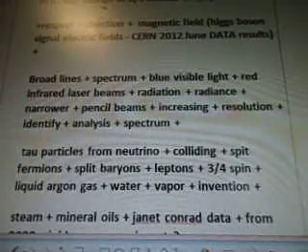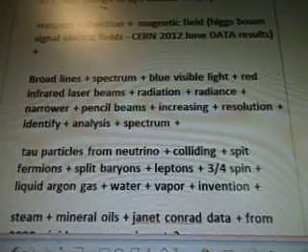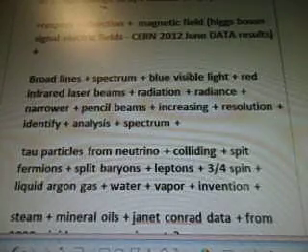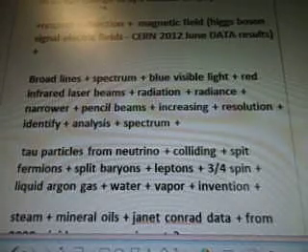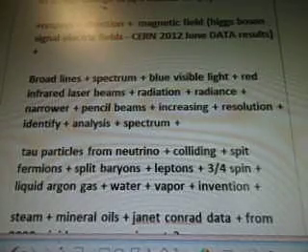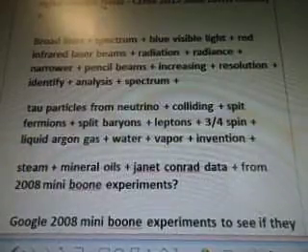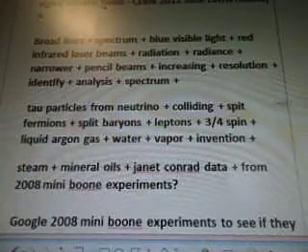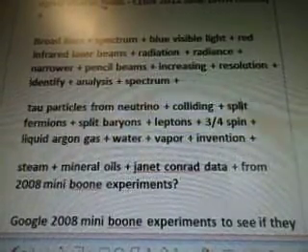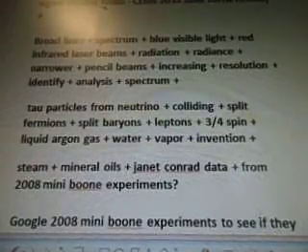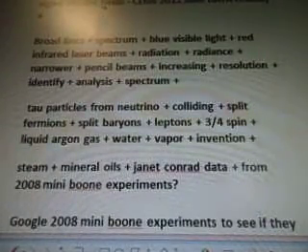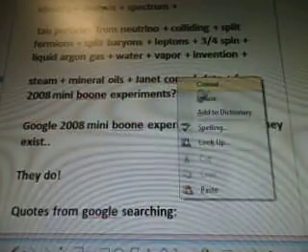So broad line spectrum, blue visible light, red infrared laser beams, radiation, radiance, narrower pencil beams, increasing resolution, identify analysis spectrum, tau particles from neutrino colliding, sorry, it's supposed to be split, not spit, split fermions, split baryons, leptons, 3/4 spin, liquid argon gas, water vapor invention, steam mineral oils, Janet Conrad data.